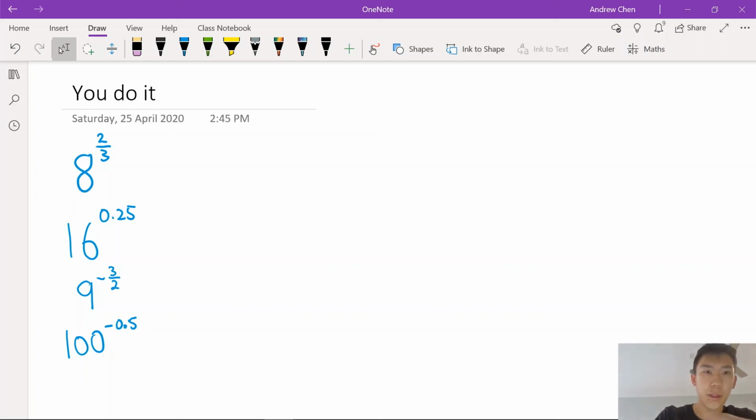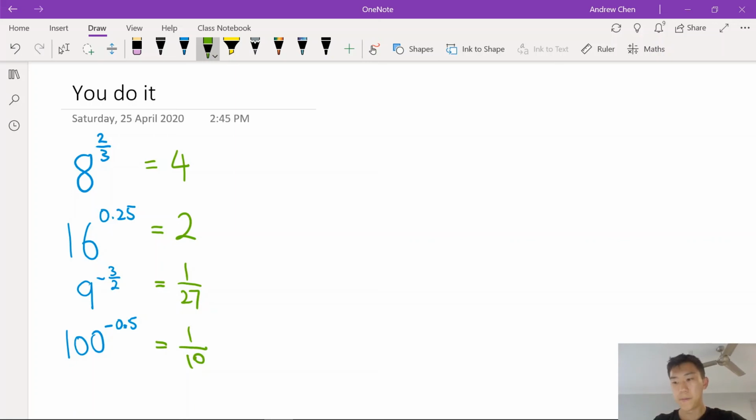Okay, let's see how you went with the questions here. 8 to the 2/3 is 4. 16 to the 0.25 is 2. 9 to the negative 3 on 2 is 1 over 27. And 100 to the negative 0.5 is 1 on 10. Okay, so how'd you go doing these without a calculator?